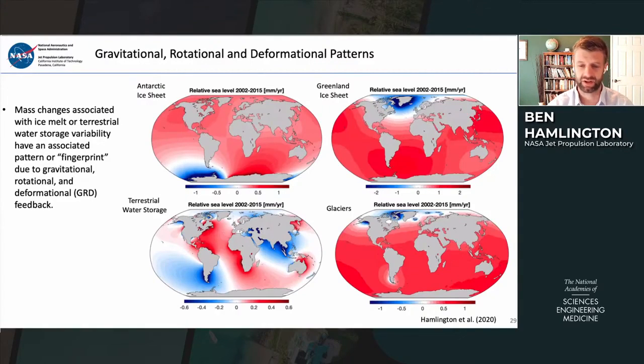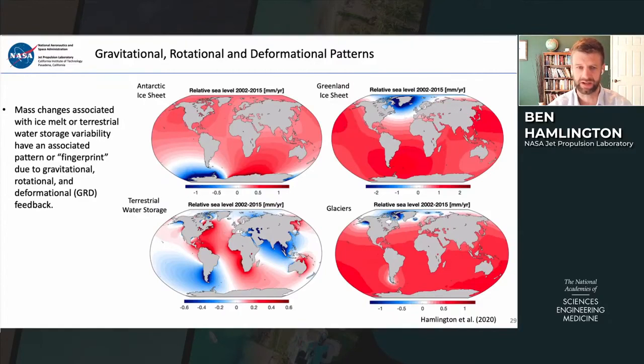All right, so just to touch on a couple more, and these are topics that are going to be covered in much more detail in the subsequent talks. When ice melts or when we move water from land into the ocean, the ocean doesn't fill up like a bathtub, right? So there are these fingerprints that represent where that water actually goes into the ocean once it melts from these different sources. Each source has a different associated fingerprint or pattern.